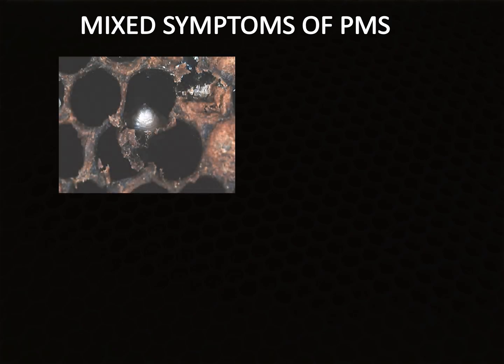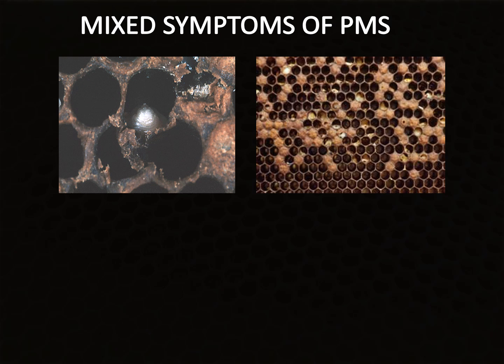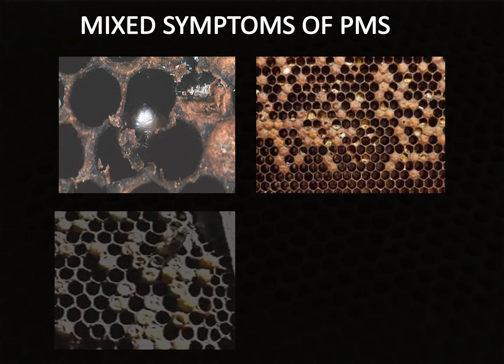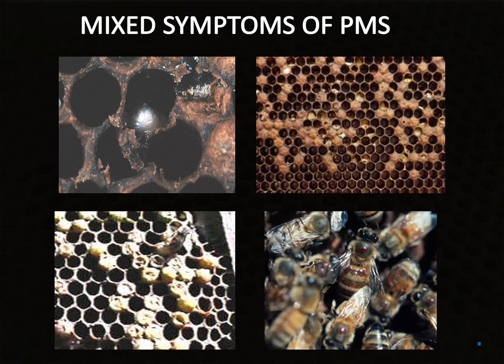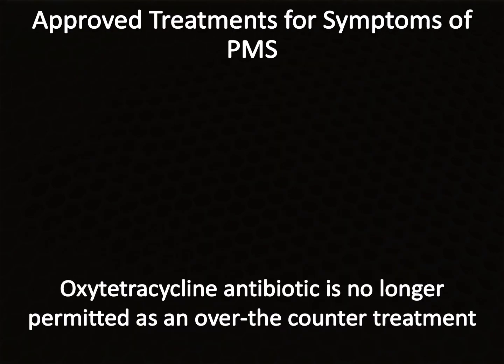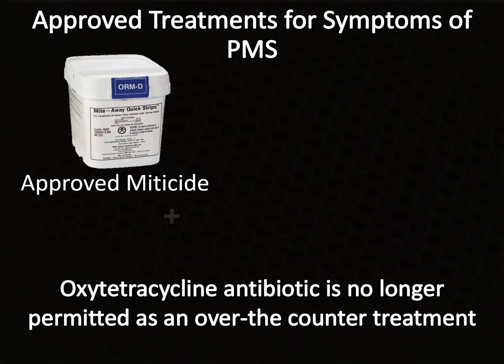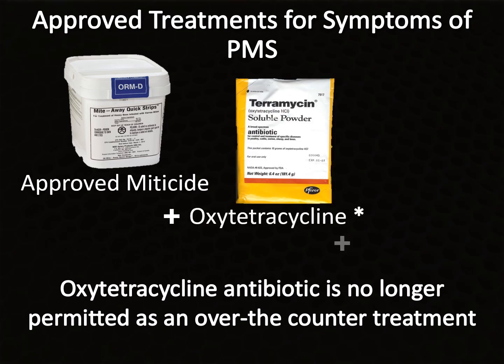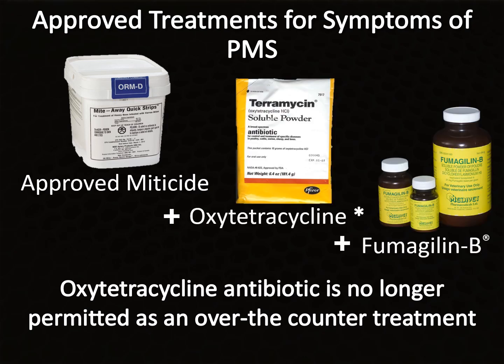Here we have some of these cappings that are punctured. If you look closely, you can see little chew mark holes in the cappings. The bee's wings may be deformed, and you're going to see mites. If you see mites, you know that they've deposited some manner of viral load into the colony. It's just how virulent it is and how much of an impact it's going to have. The approved treatment for PMS is a hot water bottle and two ibuprofen. Or, approved miticide plus oxytetracycline plus fumagillin.